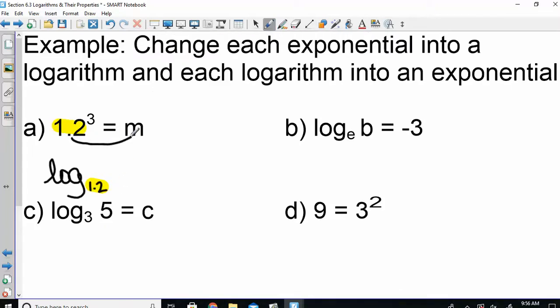And you can always draw in these arrows. It's always going to make a circle. You go around the equal sign. So log base 1.2 of m equals 3. The log is equal to the exponent.